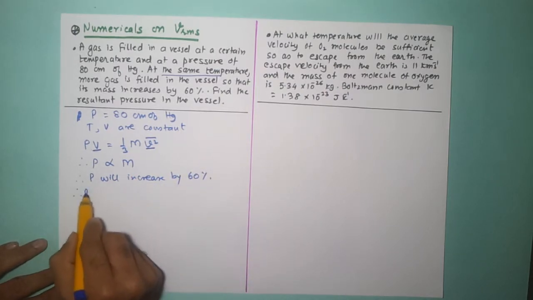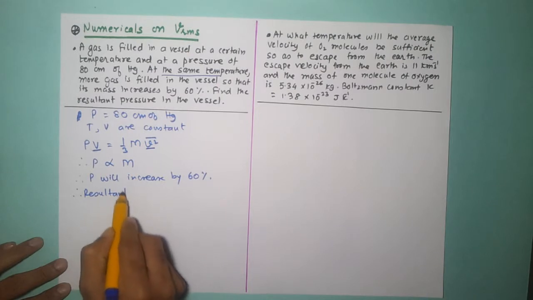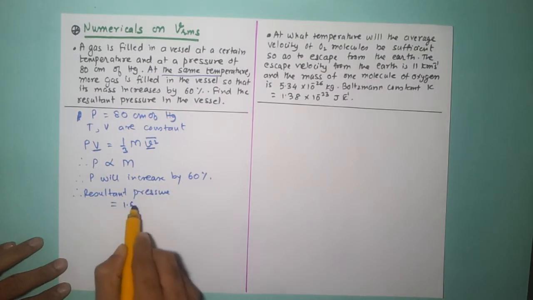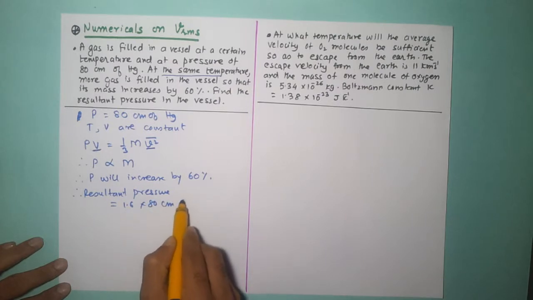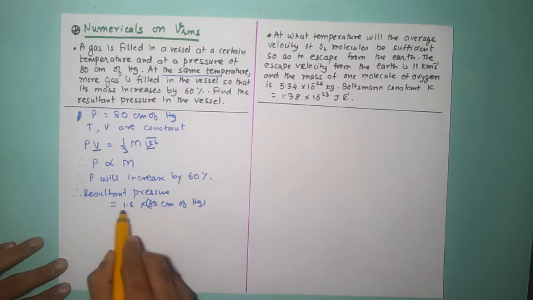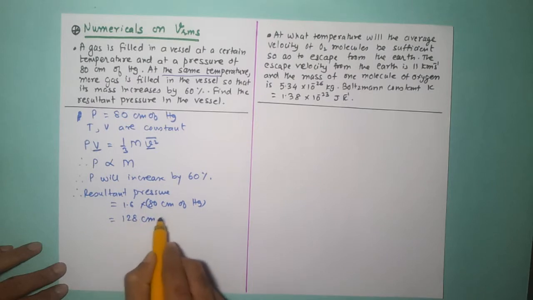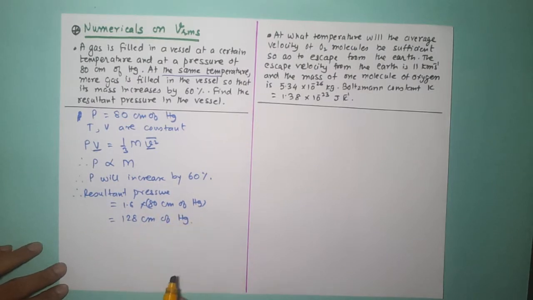Therefore, resultant pressure is equal to 1.6 into 80 centimeter of Hg. 1.6 because it is increasing by 60%. So 1.6 into 80 will give me 120 centimeter of Hg. So this is the new resultant pressure.